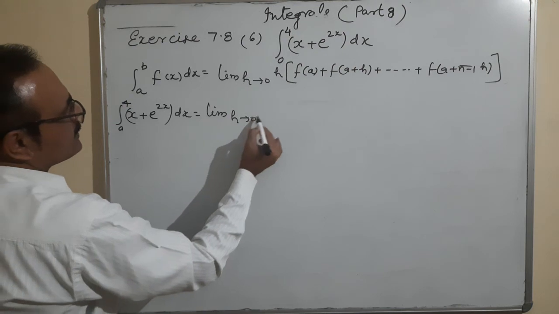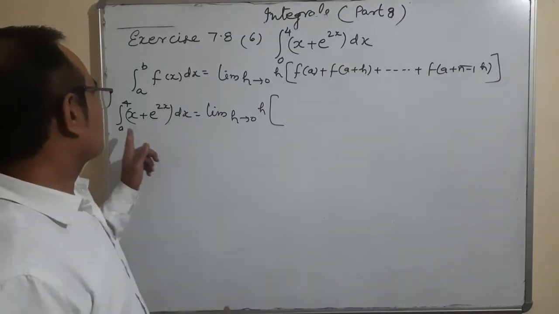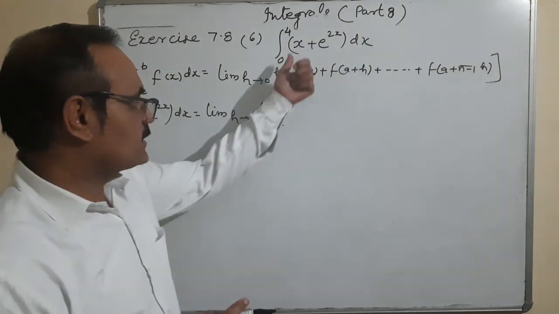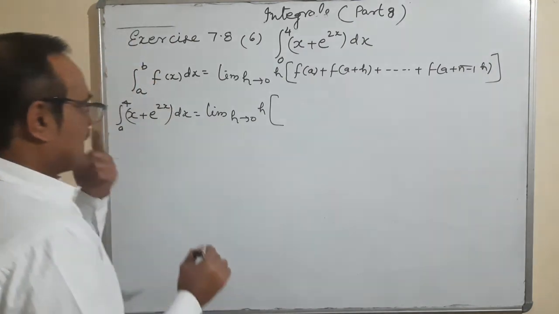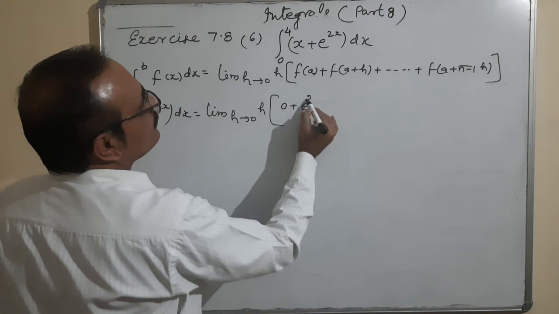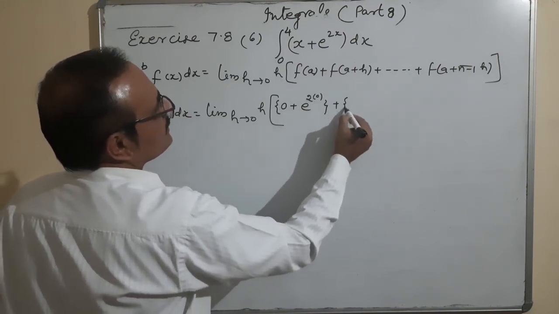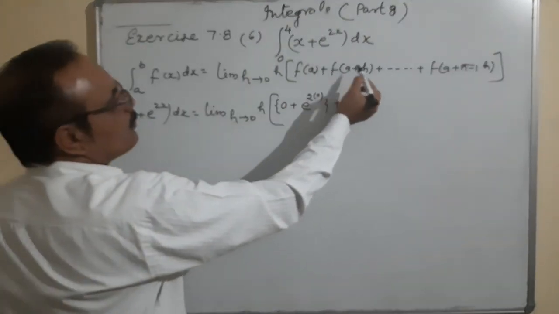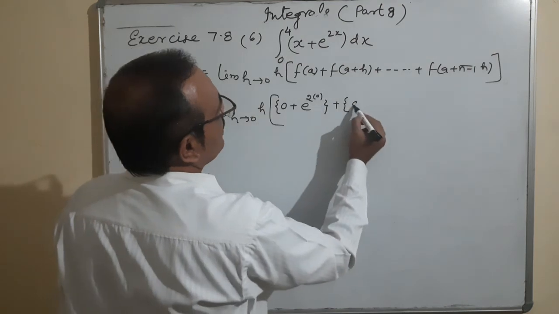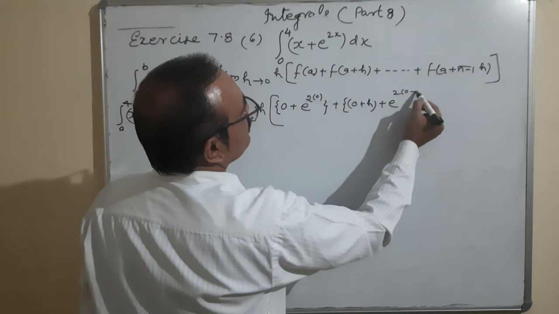This is a very important first step. What I am doing here now: f of 0. Where there is an x in the question, we have to put 0. So 0 plus e to the power 2 into 0, first term, plus 0 plus h, second term, plus e to the power 2 into 0 plus h.